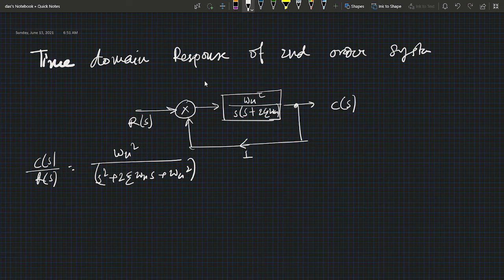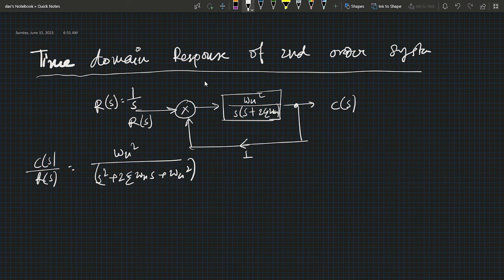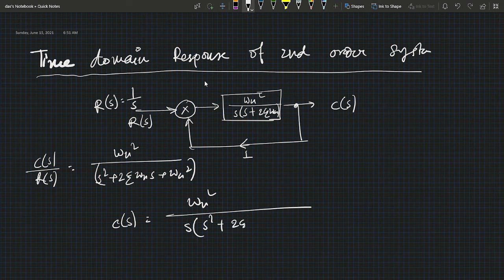Now consider our input signal R(s) equal to unit step. So this is 1 by s, because we already know that the Laplace transform of the unit step signal is 1 by s. Therefore, putting this value here, C(s) equals omega n squared divided by s into s squared plus 2 zeta omega n s plus omega n squared. These are the output expressions in Laplace form, first of all.